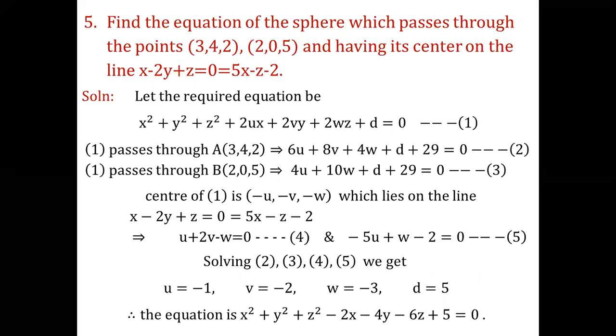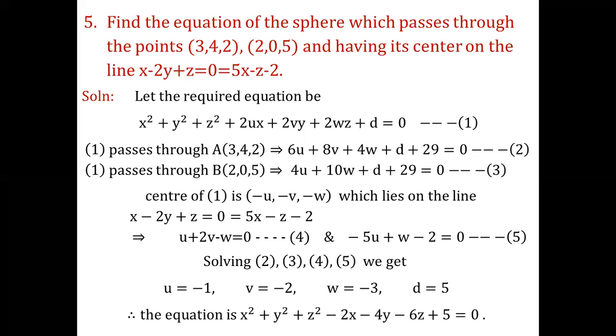Next problem. Find the equation of a sphere which passes through the points (3, 4, 2) and (2, 0, 5), and having its center on the line x minus 2y plus z equal to 0 equal to 5x minus z minus 2. Now you all know how to find the equation of a sphere when it passes through the points. So the same procedure we are going to continue here.